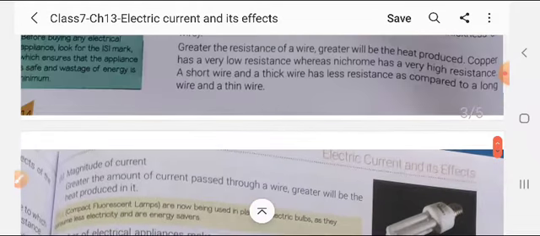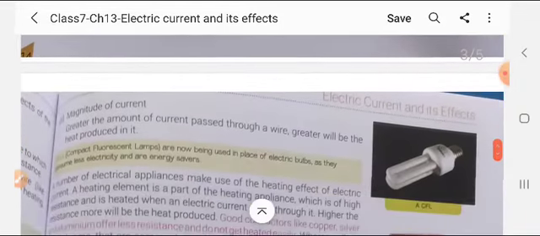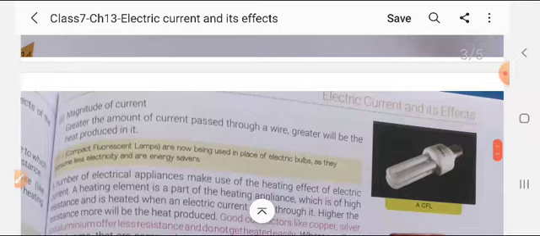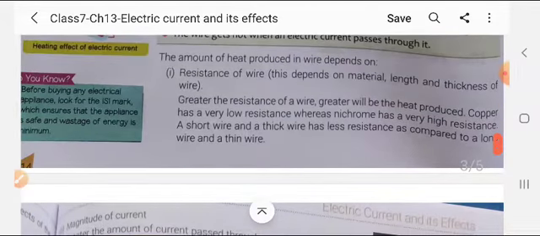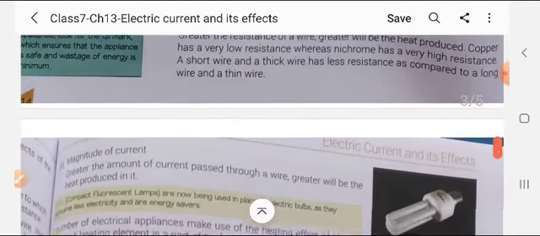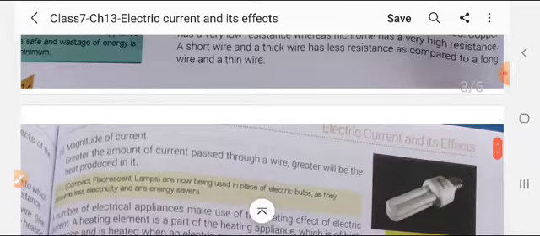And next is the magnitude of current. The greater the amount of current, that means the greater the power of current passed through a wire, the more heat it will produce. That means the heat depends on two things. One is the resistance. If the resistance is more, then the heat is more. And the next is the magnitude of the current. If it is more, that means the power of the current is more.